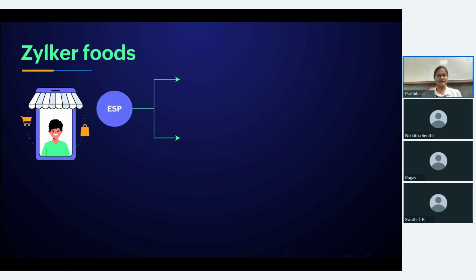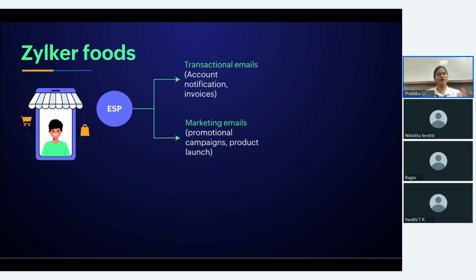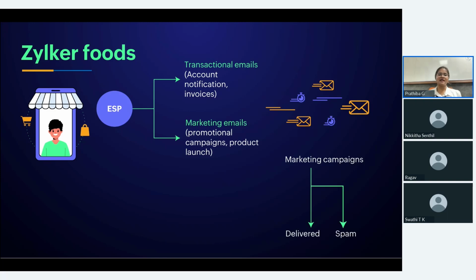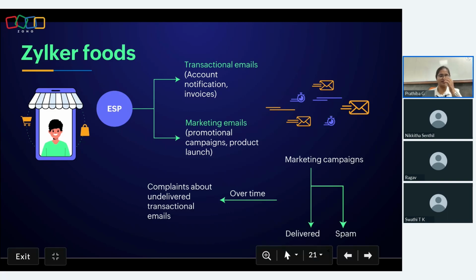John is using one ESP, email service provider, to send out both his transactional and marketing emails. We know his transactional emails will be his account notification emails and invoices, while marketing emails will be the promotional campaigns and product launches. John has been doing this for quite some time. Occasionally, he finds that some of his marketing emails were being flagged as spam or weren't being delivered at all. But the real problem was, over time, he started getting complaints from his customers about his transactional emails too not being delivered to them. This confused John as he didn't know where his emails were going wrong, transactional emails especially.